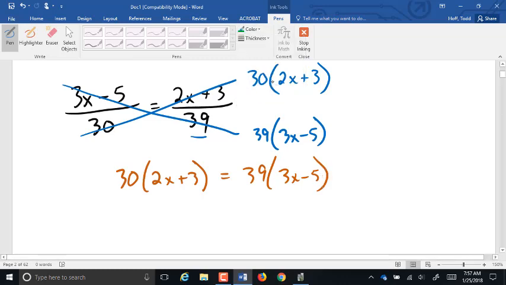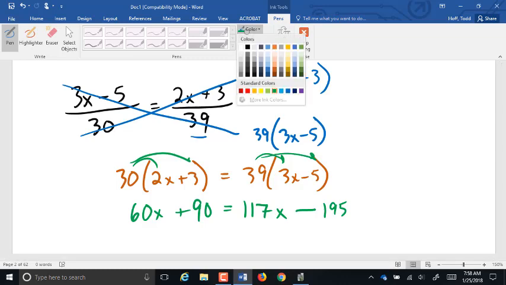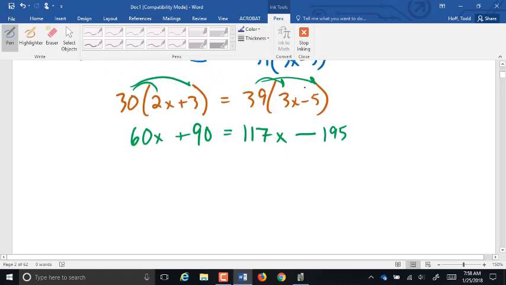And then, perfect. 30 times 2x is 60x, and 30 times 3 is 90. On the other side, 39 times 3x is 117x. 39 times negative 5 is a negative 195. And then we've got an x on each side. There's nothing more we can simplify on each side.